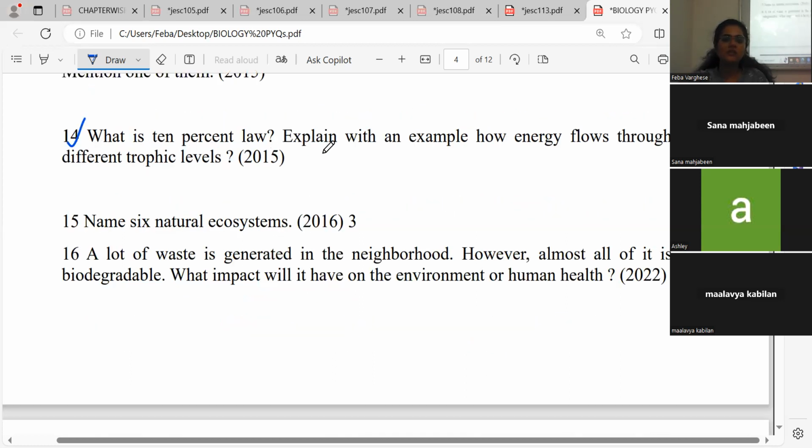14. What is the 10% flow? Explain how energy flows through different trophic levels. You can use an example to show it. Okay, 10% flow. Energy from the sun, suppose it's 10,000 joules of energy. 10,000 becomes 1,000. 1,000 becomes 100. In such a way, it keeps on getting transferred. Yes, 10% flow, you have to say.